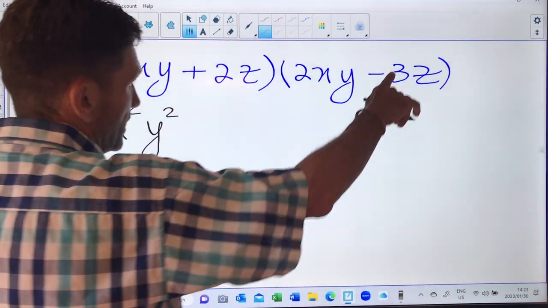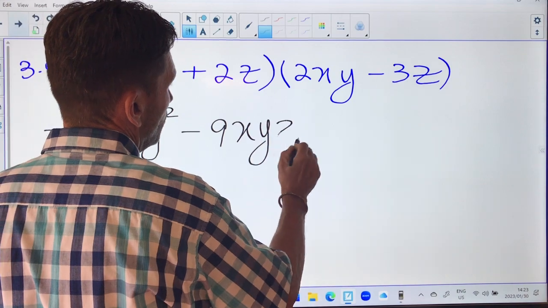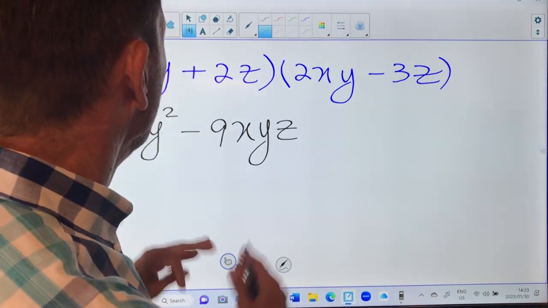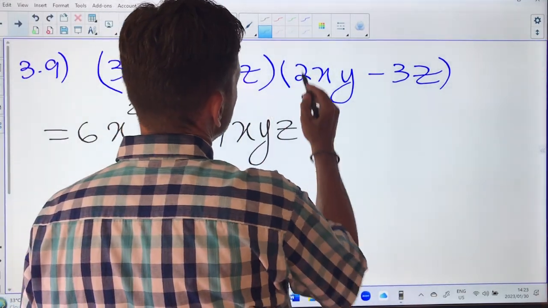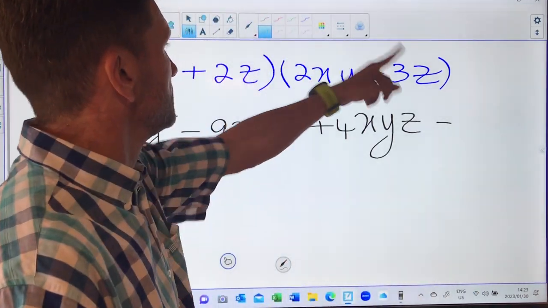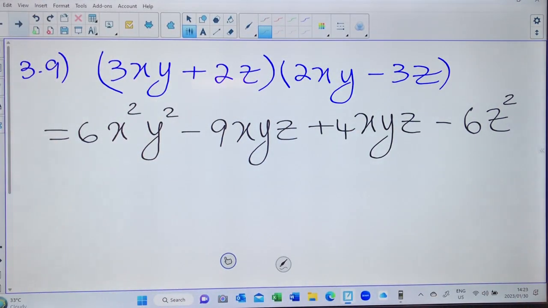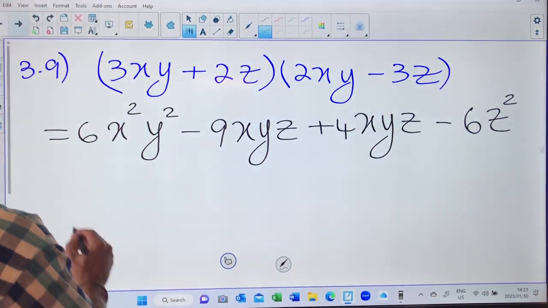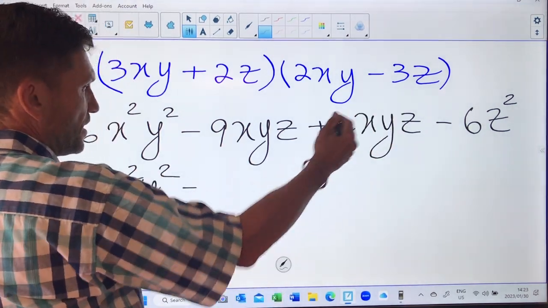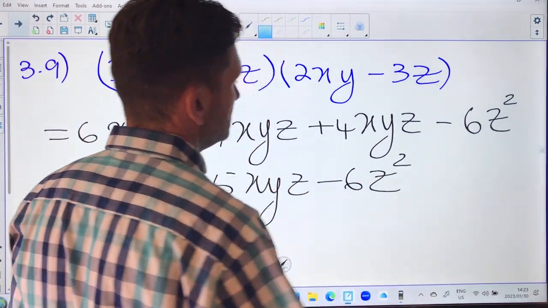Then we go with the first one and the last one. 3 times minus 3 is minus 9xyz. Keep this in alphabetical order. It is just easier to see what are like terms and what are not. Multiplying these two, 4xyz, and then multiplying the last two, 6z squared. You will notice that the two middle terms are like terms. So minus 9 plus 4 is minus 5xyz, minus 6z squared.